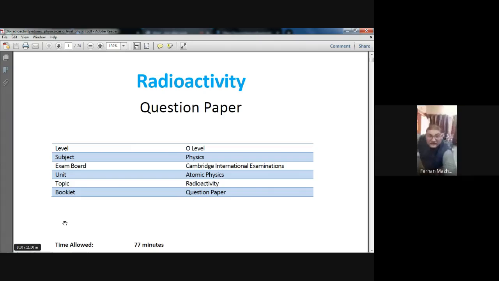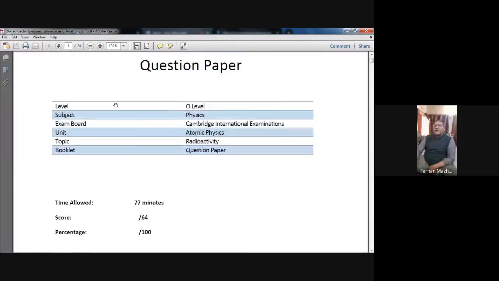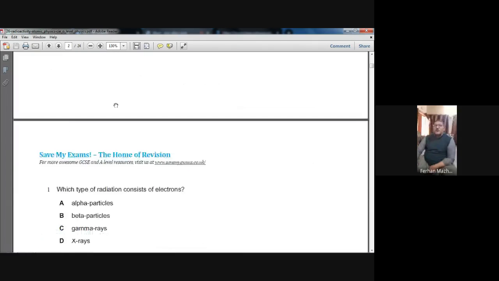Okay, so let's start. You can see on your screen, this is radioactivity. This worksheet I have taken from a website. The name of the website is savemyexam.co.uk. So this worksheet is coming from that.